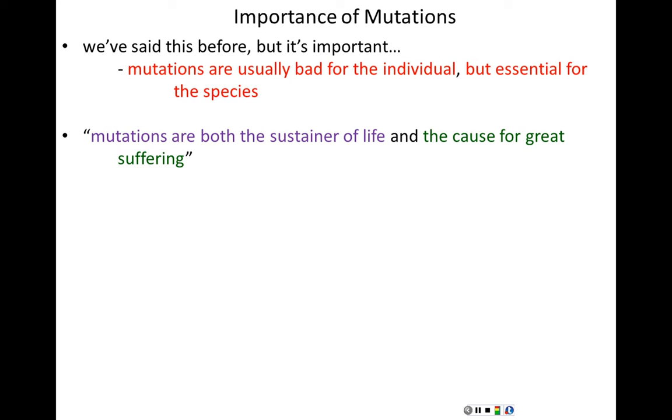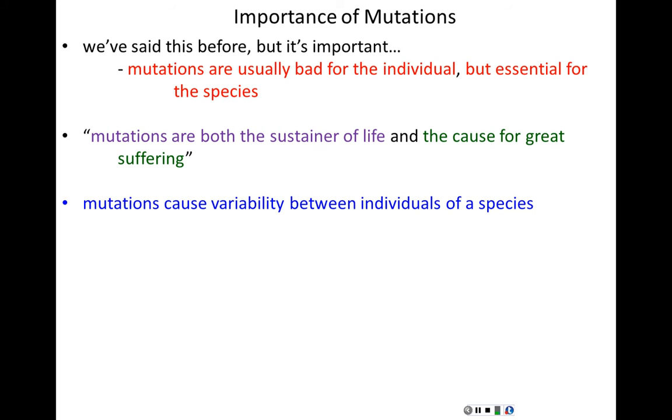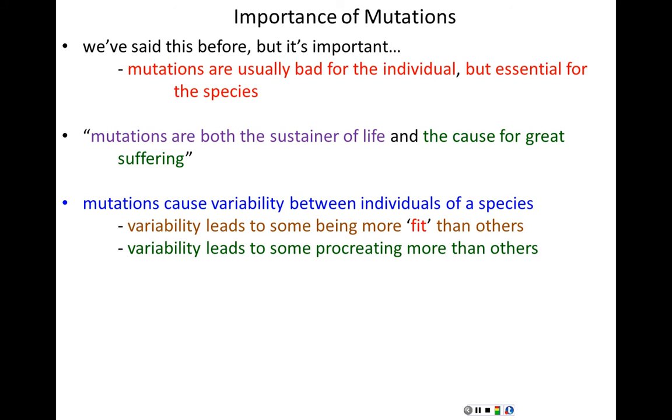They cause great suffering in the majority of those individuals that have these mutations, but they sustain life because without mutations there would be no evolution, and without evolution all life would become extinct on a planet that changes as radically and dramatically as the Earth does. As simple as it can be said, mutations cause variability between individuals of a species. We are different from one another. We are non-clonal as a result of these mutations. Once we vary from one another, some of us are going to be better at surviving than others. In other words, some of us will be more fit than others of our same species. Those who are more fit and live longer procreate more.